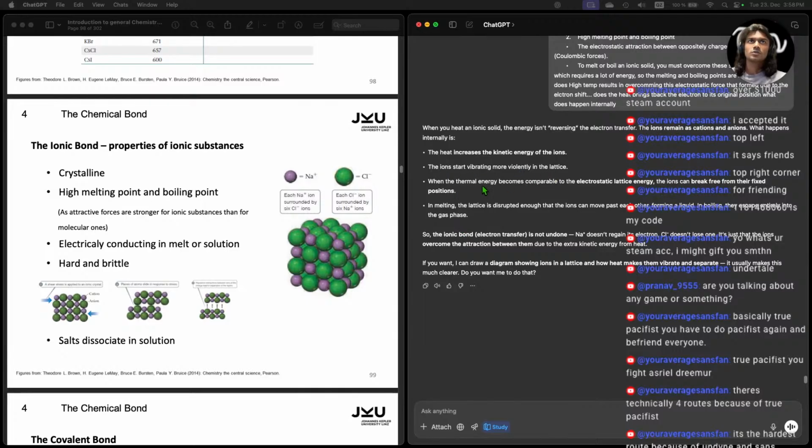When the thermal energy becomes comparable to the electrostatic lattice energy, the ions can break free from their fixed positions. In melting, the lattice is disrupted enough that the ions can move freely past each other, forming a liquid. In boiling, they escape entirely into the gas phase.